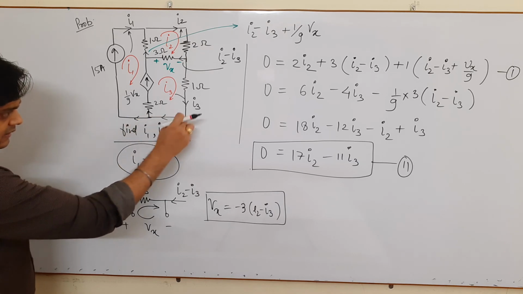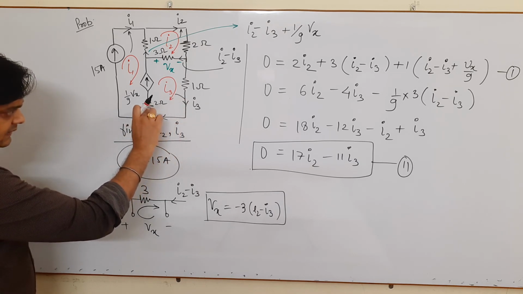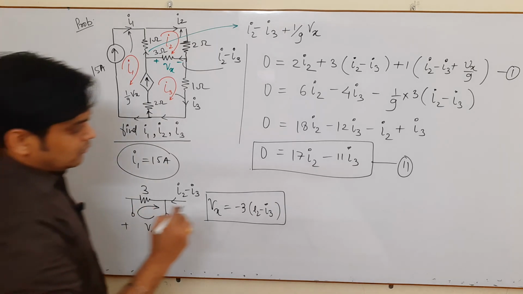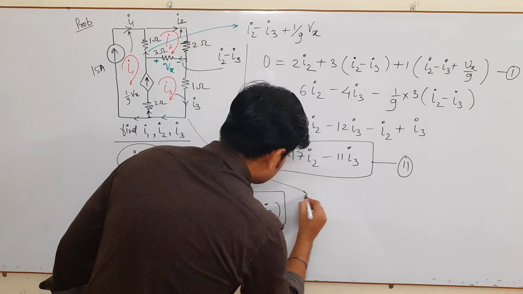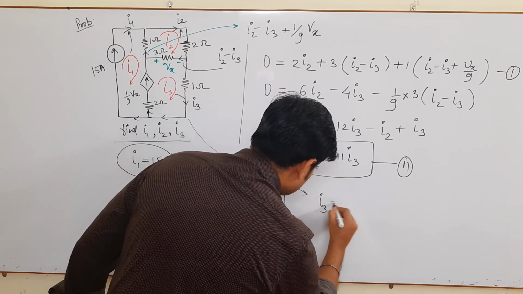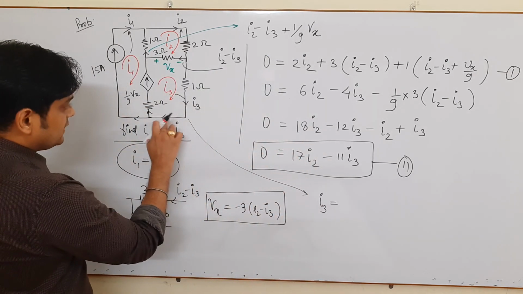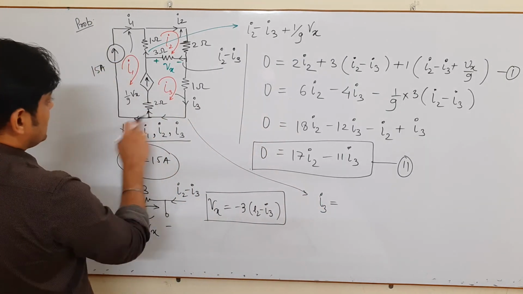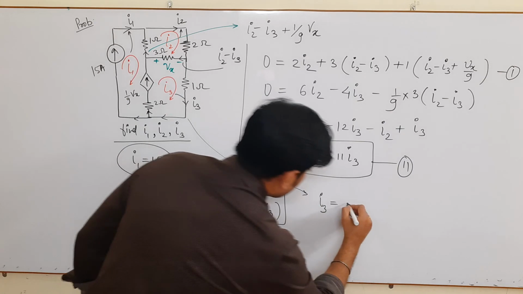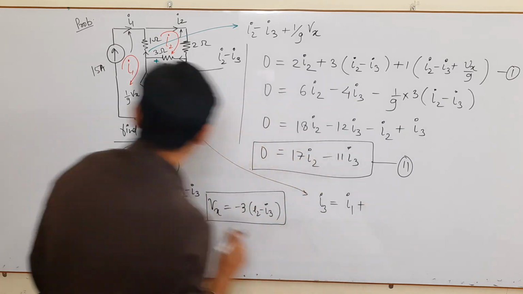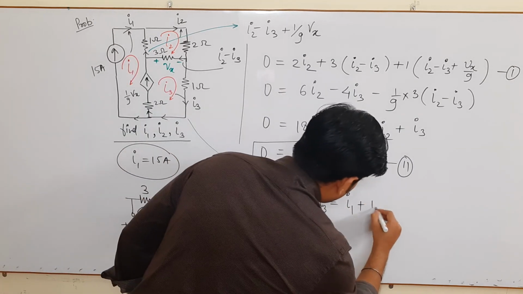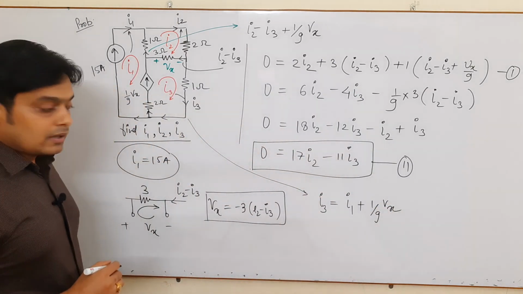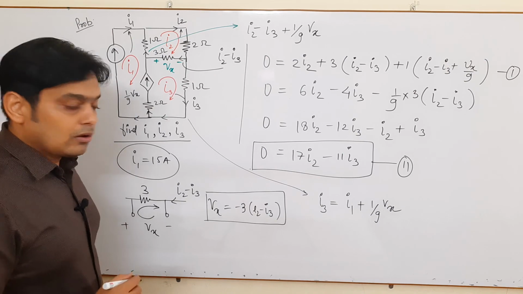This current I3 is basically the sum of this current and this current. So the value of I3 is equal to this current, which is your I1, that is 15 ampere, plus this current, that is 1 upon 9 of Vx. Yes, I1 plus 1 upon 9 of Vx.